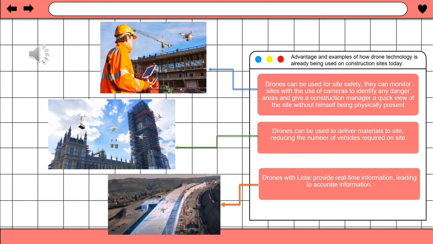First, drones can be used for site safety, where they can monitor the site with the use of a camera to identify any dangerous areas and give the construction manager a quick view of the site without being physically present. Second, drones can be used to deliver material to site, which reduces the number of vehicles required on site. Third, drones with LiDAR provide real-time information leading to accurate information. Why can a drone with LiDAR give accurate information? It is because LiDAR sends laser pulses at features and measures the reflected pulses with a sensor. That's why it can measure the distance between the features.